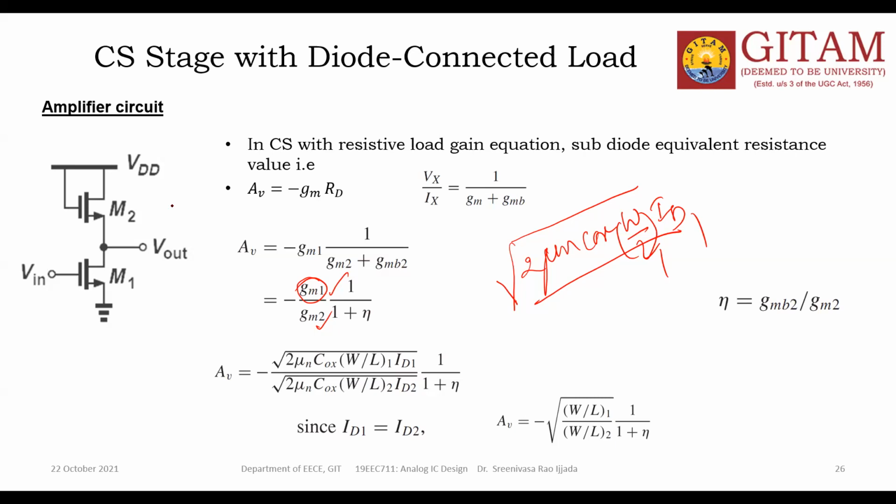Since both the devices are in series, whatever current is flowing in M2, the same current is flowing in M1. So this current is ID2, this is ID1. So equate both the transistors, since ID1 is equal to ID2. What happened? This 2 μn Cox can cancel, and W by L cancels. ID1, ID2 cancelled. What remains is this.